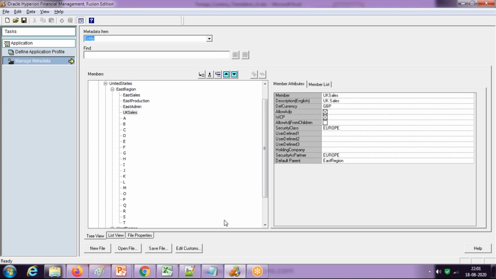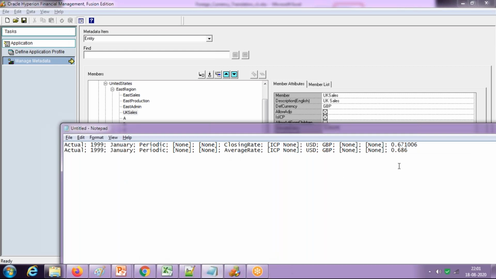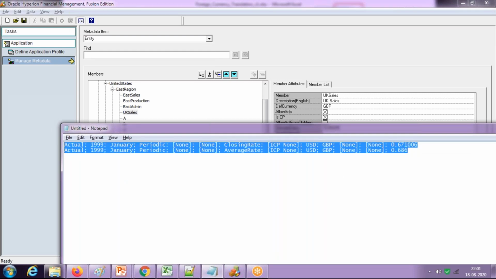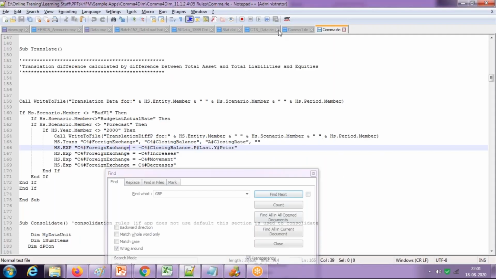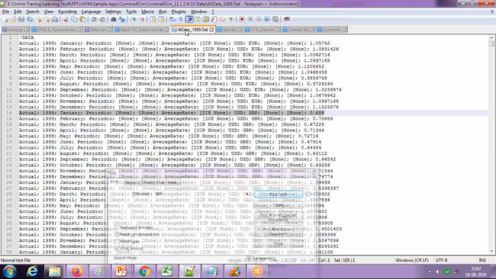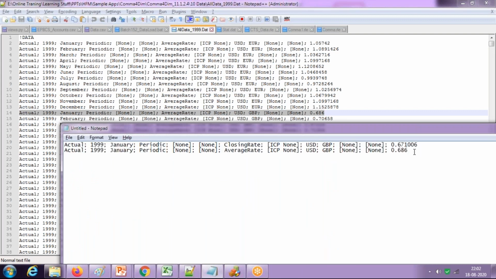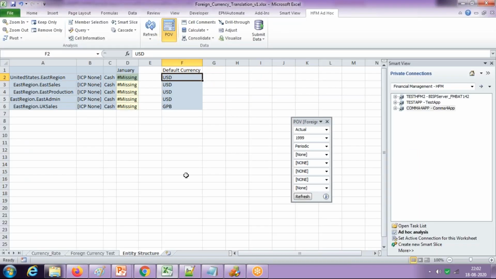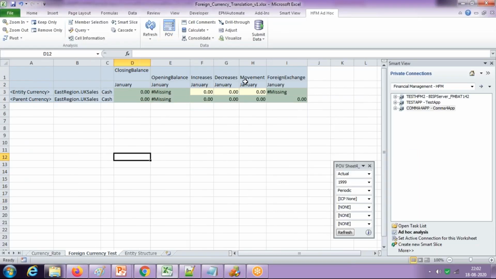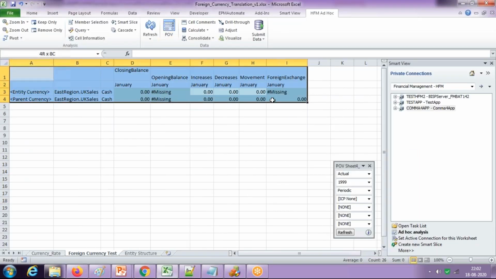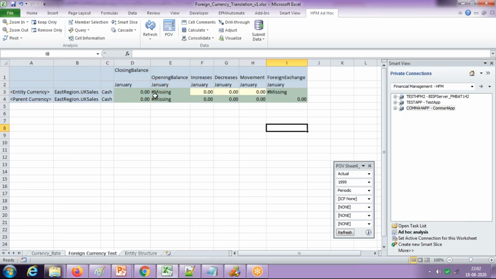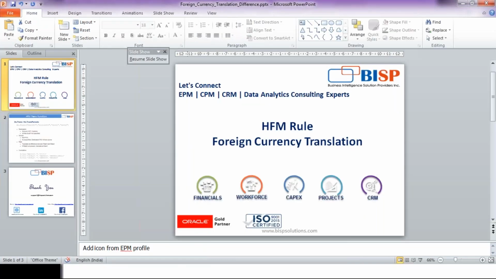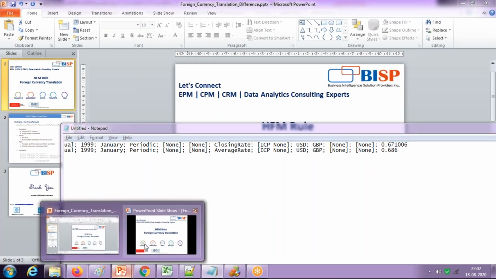In this application, I have already loaded the currency exchange rates. I loaded them along with my data file: I've got one data file and all currency exchange rates are part of it. This is the currency exchange rate we are using for USD to GBP. Now let's see how it works. I prepared an Excel Smart View so that we can quickly see it, and our custom rule will work against this Smart View.